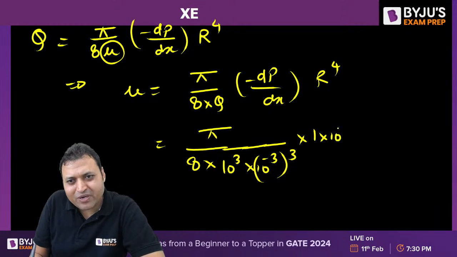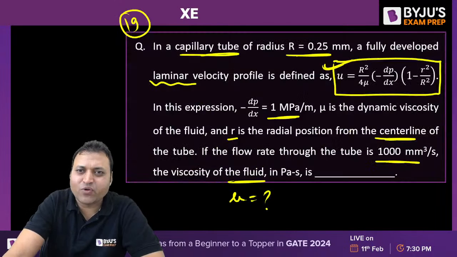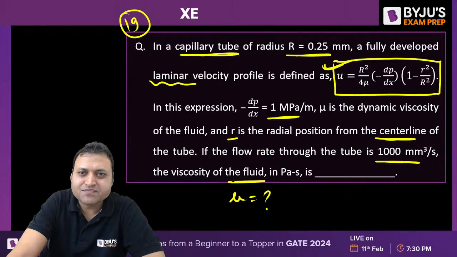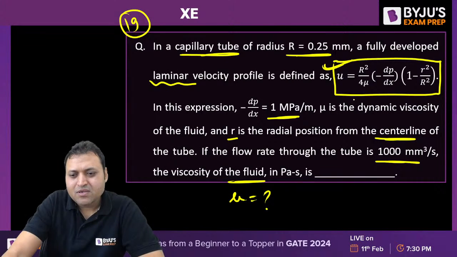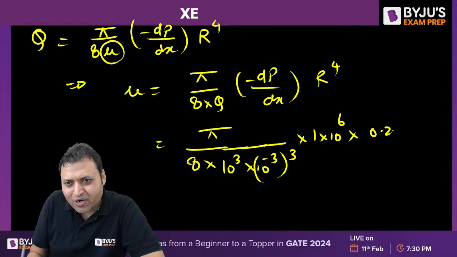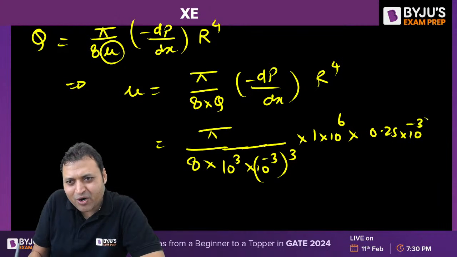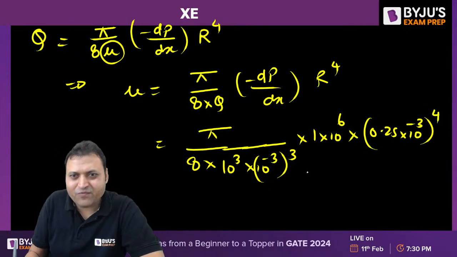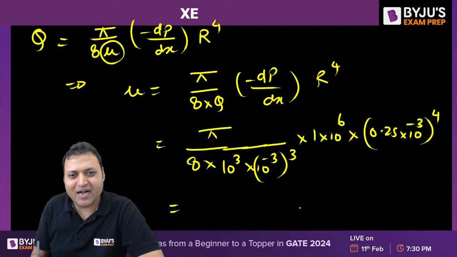So 1 into 10 to the power 6 into radius. What is the radius? 0.25 mm. So it will be 0.25 into 10 to the power minus 3 to the power 4. That will give you the answer.